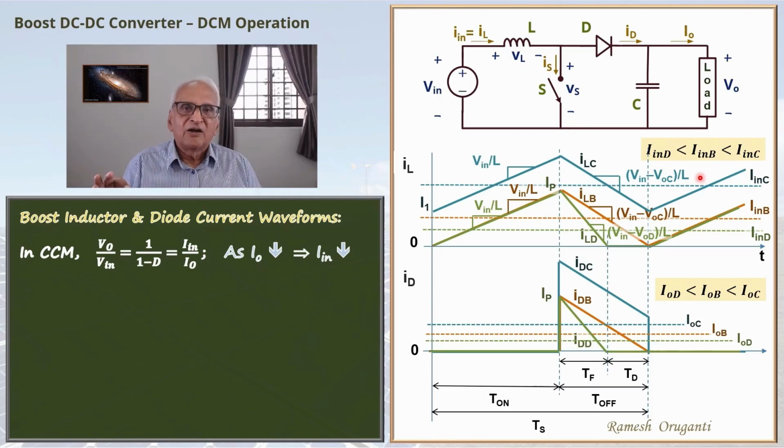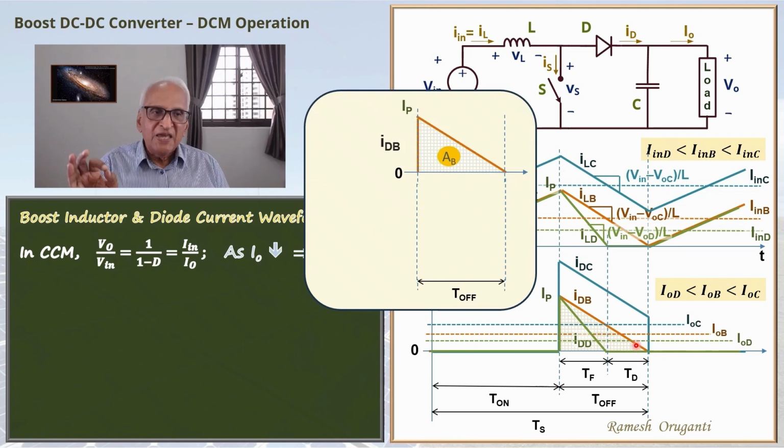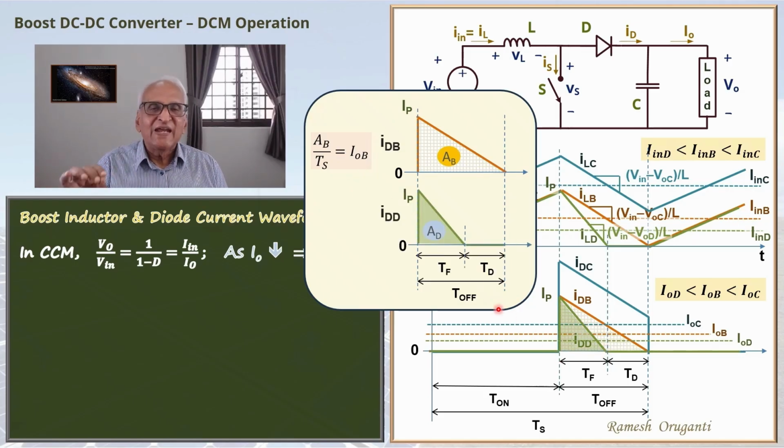The area of the orange triangle A_B divided by the period T_S is I_OB, the boundary output current. The area of the green triangle A_D divided by the same period is I_OD, the output current under DCM condition. Just intuitively speaking, the height of the triangle is the same, I_P. So the average current is reduced by reducing the base of the triangle.